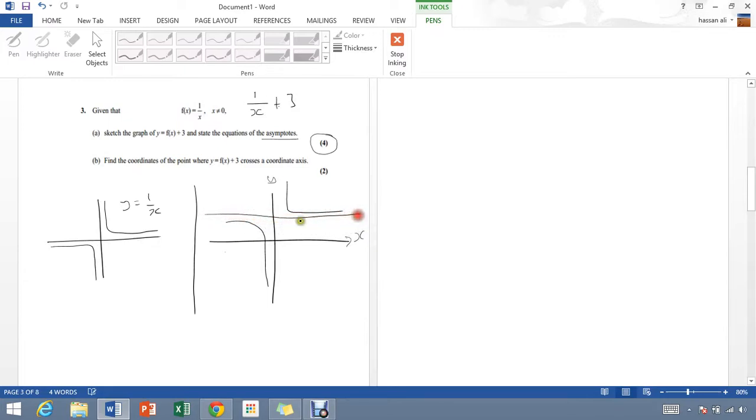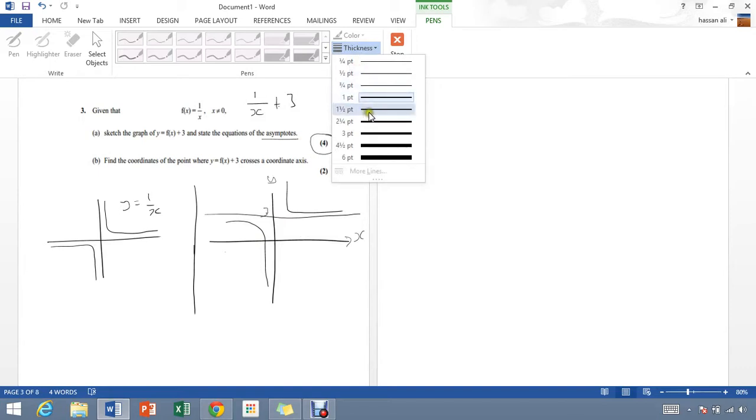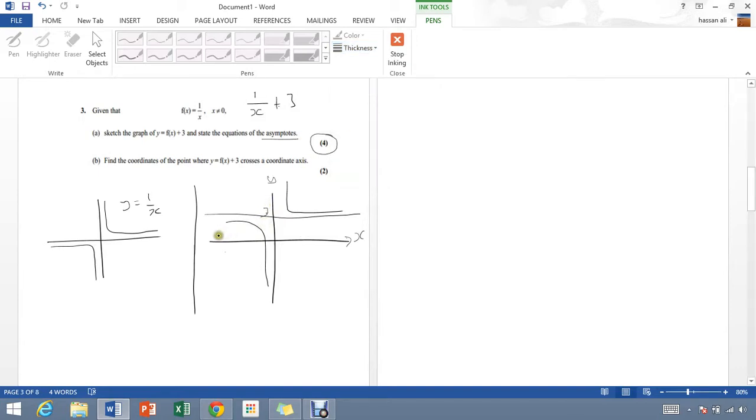So we call this a vertical asymptote. Yours should be more accurate if you do it on square paper, and we're going to put down 3 over here. So what this is saying is that it's approaching y equals 3 and x equals 0. Because we moved up by 3, your y-axis is cut at 3, and on your x-axis it's on 0. So these will be your 2 points for your asymptotes.